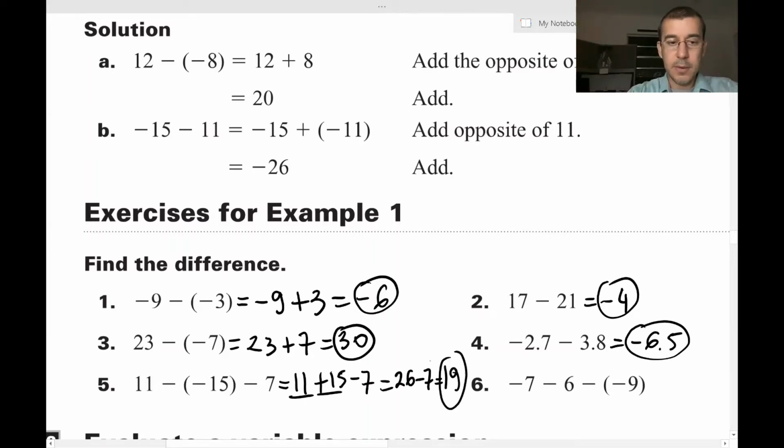Okay. Number 6, we have minus 7, minus 6, minus 9 is plus 9. Minus 7 and minus 6 is minus 13. Then plus 9 is minus 4. Okay.